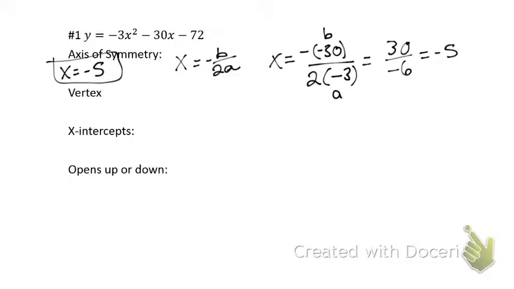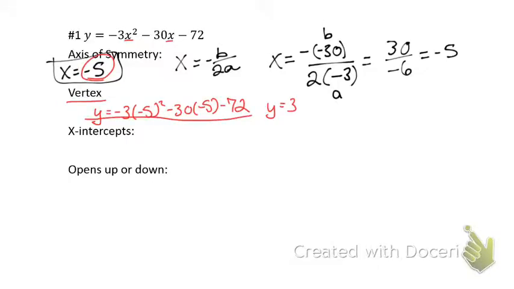Next thing we need to do is find its vertex. Now the vertex is pretty simple. We take our answer from the last question and substitute it into the x values. So we get negative 3 times negative 5 squared minus 30 times negative 5 minus 72. We work all that out and we get y is equal to 3. And so that tells us the actual location of our vertex is at negative 5, 3.